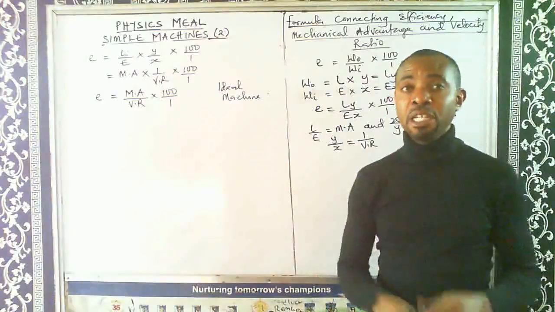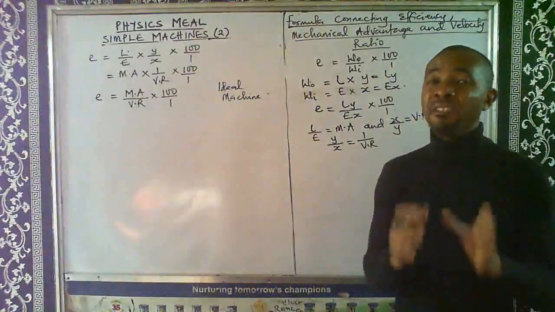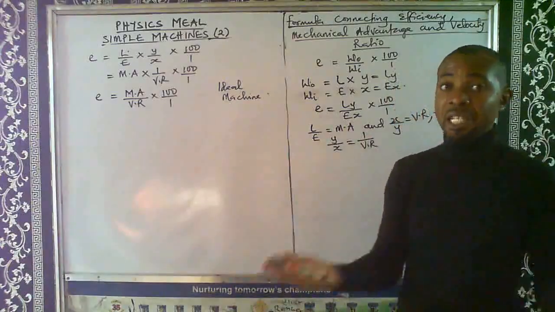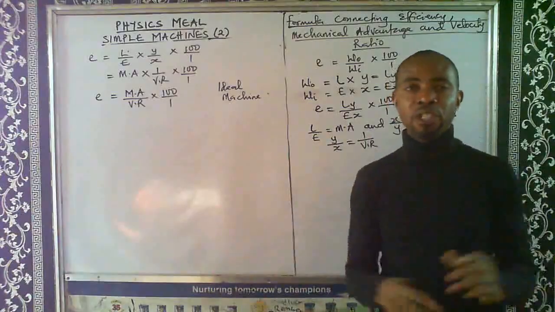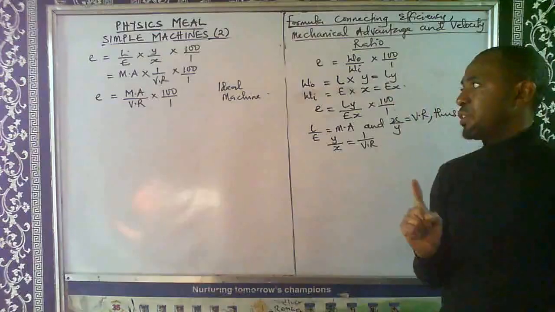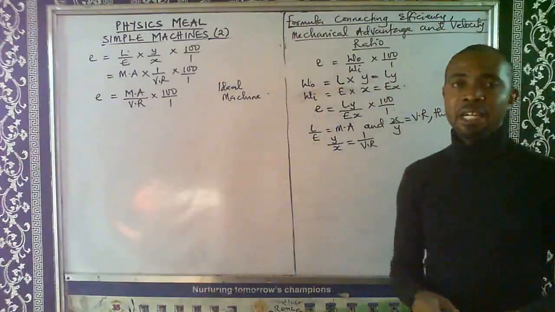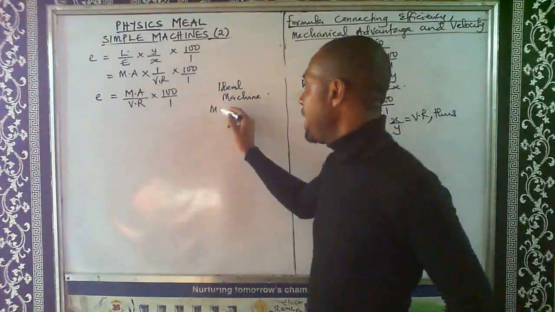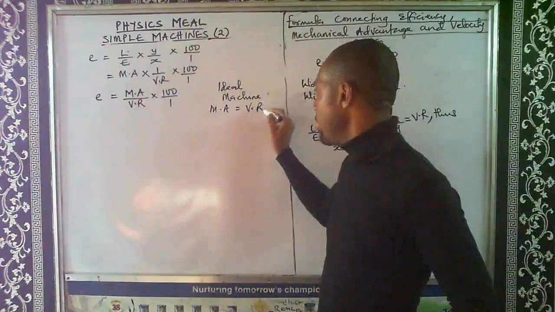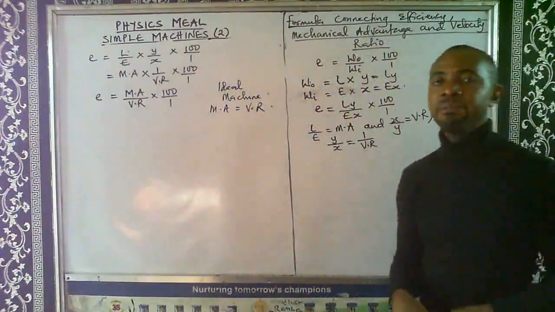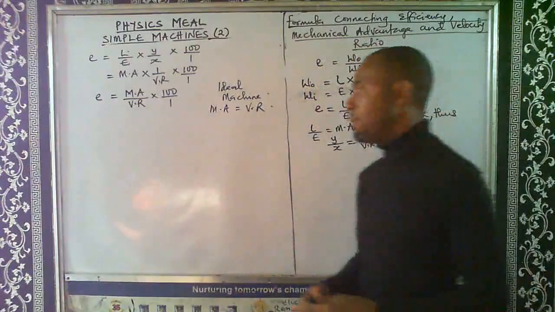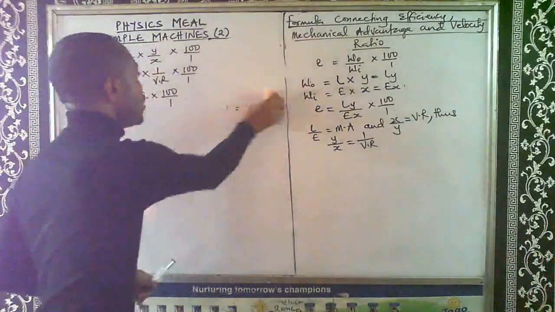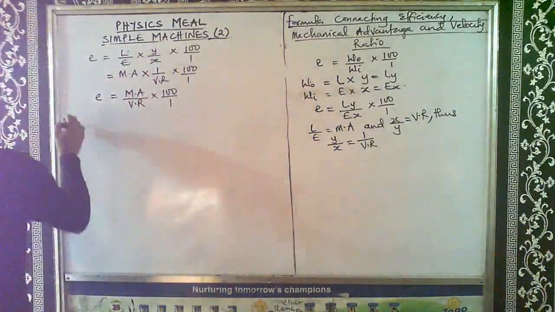But if a machine has 100% efficiency, then that machine is said to be what? An ideal machine. And such a machine is a frictionless what? Machine. That means the frictional force is negligible, or we say there is no friction. In an ideal machine, the mechanical advantage is equal to the velocity ratio. Please take note of that. You can write it down.